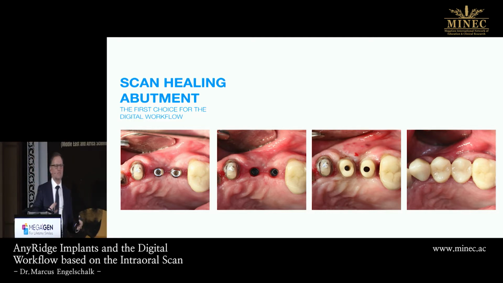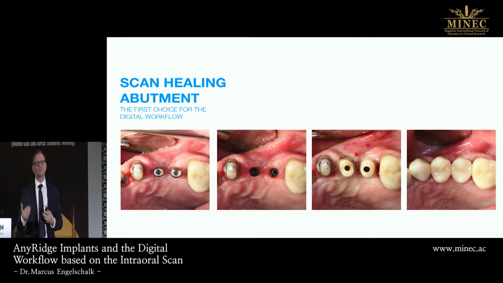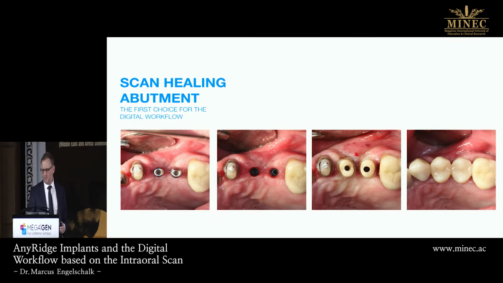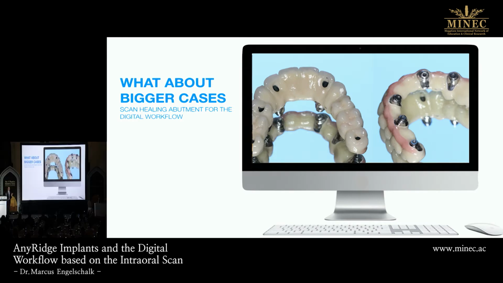So this is easy because it's one implant, two implants, maybe a bridge. This is your daily routine. But what about bigger cases? Just think bigger. Because if you make the experience that with R2Gate, you are able to produce bigger cases very, very predictably and safely with the help of the AnyRidge implant and its stability in the bone, then you have to think about how can we scan these things.